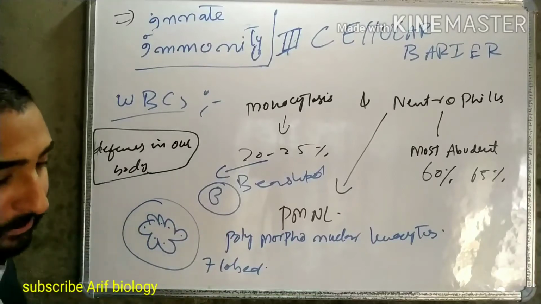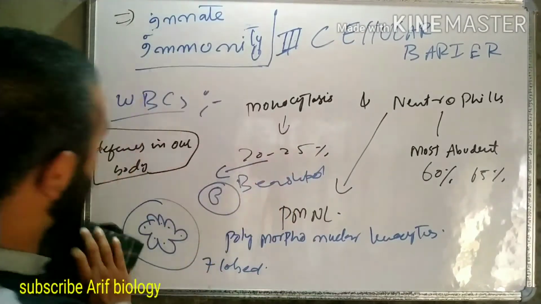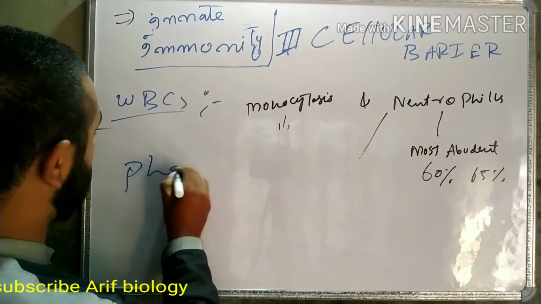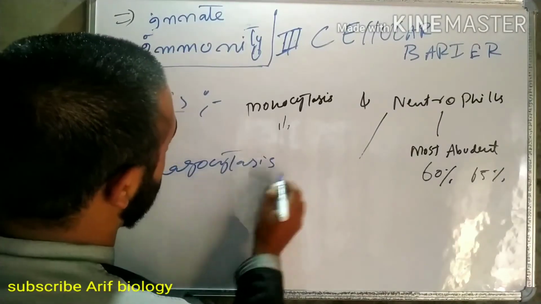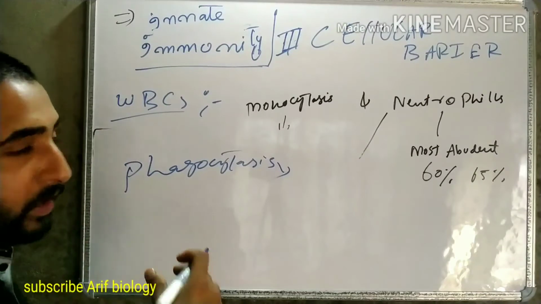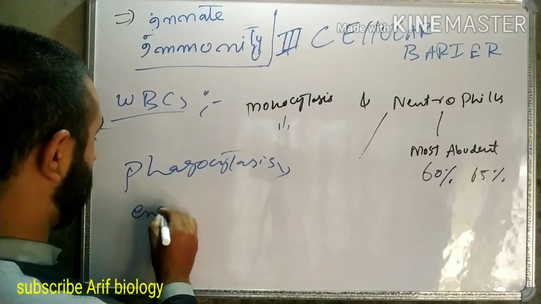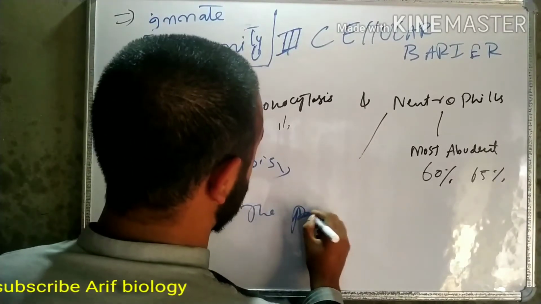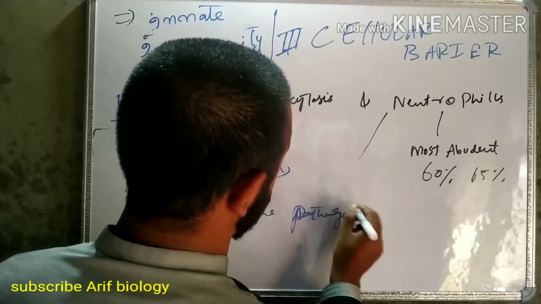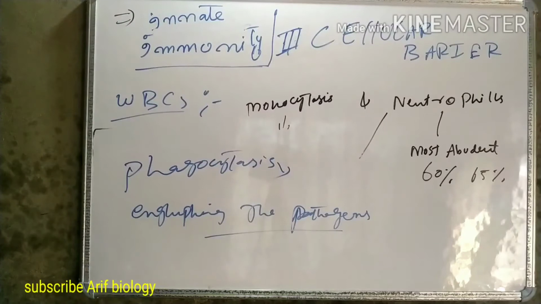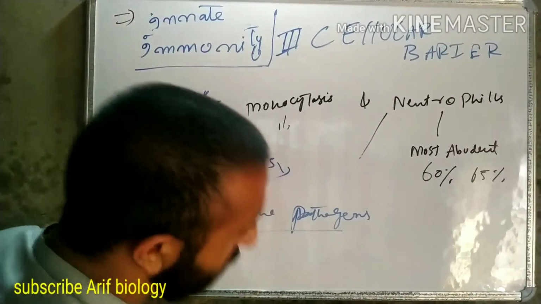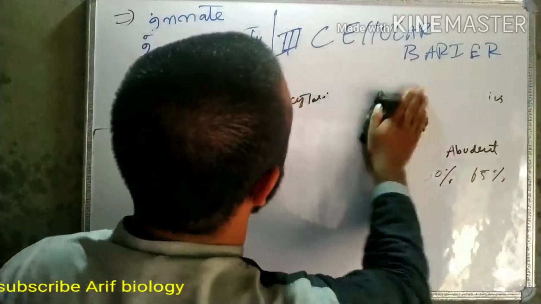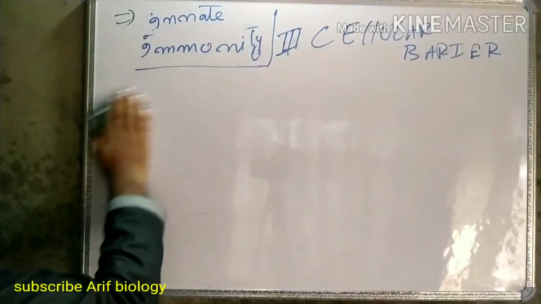Both of them have an important function, that is phagocytosis. What is phagocytosis, students? Phagocytosis is engulfing the pathogens. Their most important function is engulfing. They show phagocytosis, meaning engulfing other dead cells or the pathogens. This is monocytes and neutrophils. Remember, their function is mostly phagocytosis.